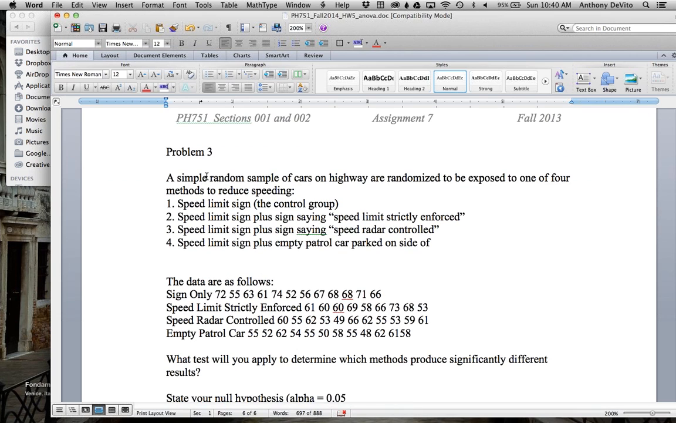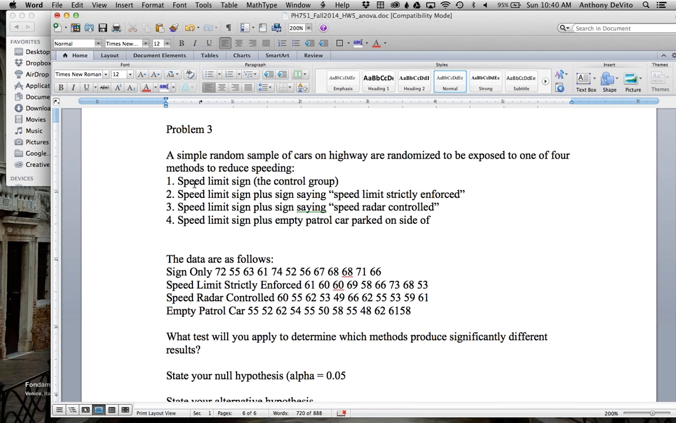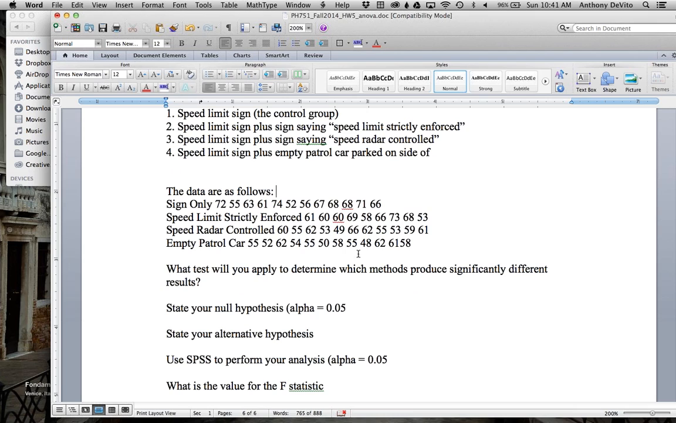Okay, let's take a look at 3. A simple random sample of cars on a highway are randomized to be exposed to one of 4 methods of speed reduction. Put up a speed limit sign, put up a sign plus a sign saying speed limit strictly enforced, put up a speed limit sign plus speed radar control, and finally a speed limit sign plus an empty patrol car parked on the side of the road. This is the data for the speeds of cars that went by in those different situations.